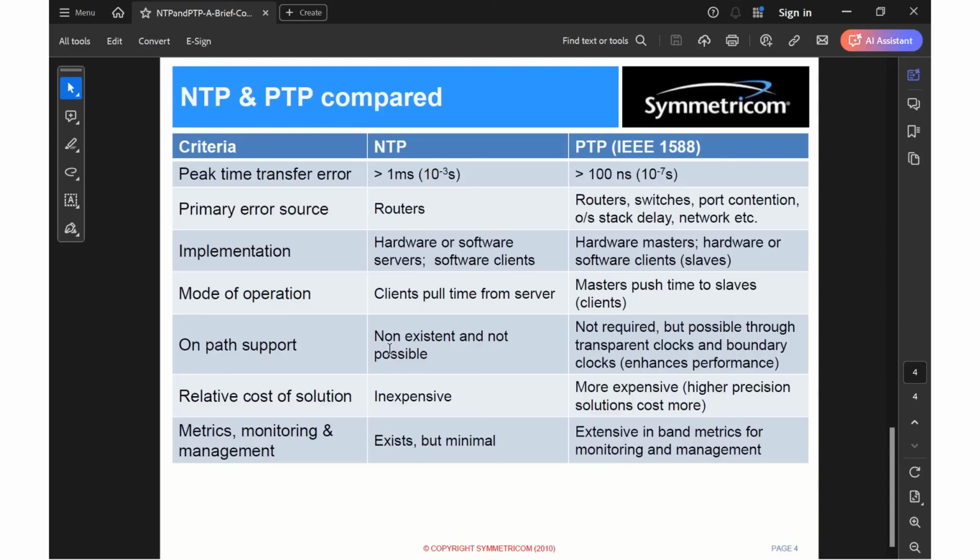And NTP is less expensive and PTP is more expensive, as it has dedicated hardware of its own. So these are the comparisons.